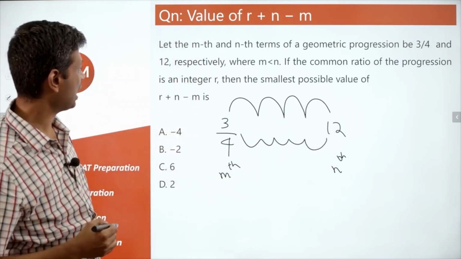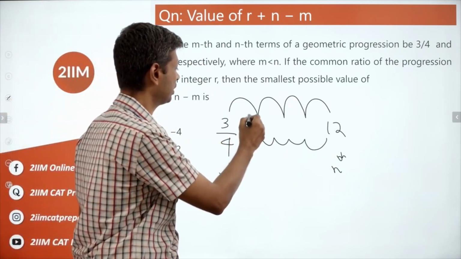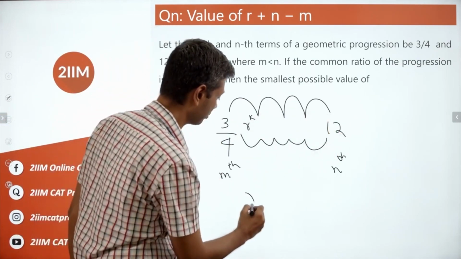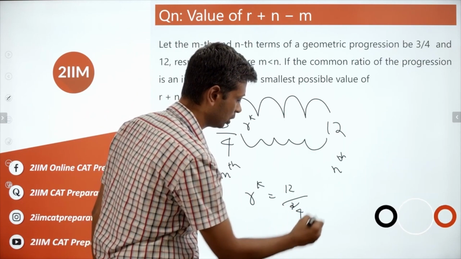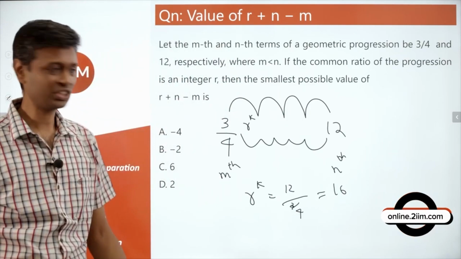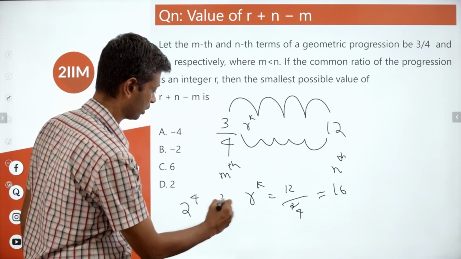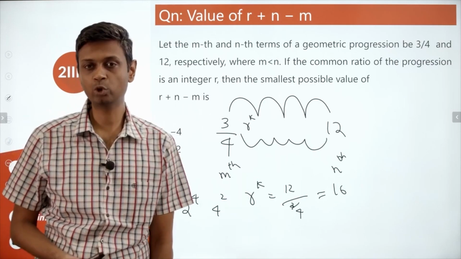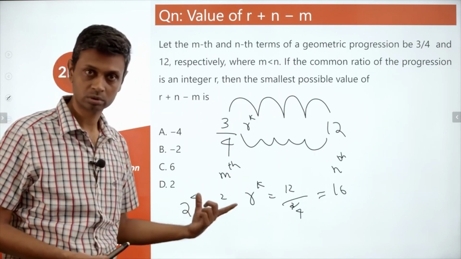So we know that r is an integer. Right? So if r were an integer, r power some k will take us from 3 by 4 to 12. Right? So r power k is 12 by 3 by 4. 12 by 3 by 4 is 12 into 4 by 3, which is 16. R is an integer. 16 can be written as 2 power 4 or 4 square. When we are looking for r to be an integer and k to be an integer, 2 power 4 or 4 square, one of these two. So r is 2 or r could be 4.